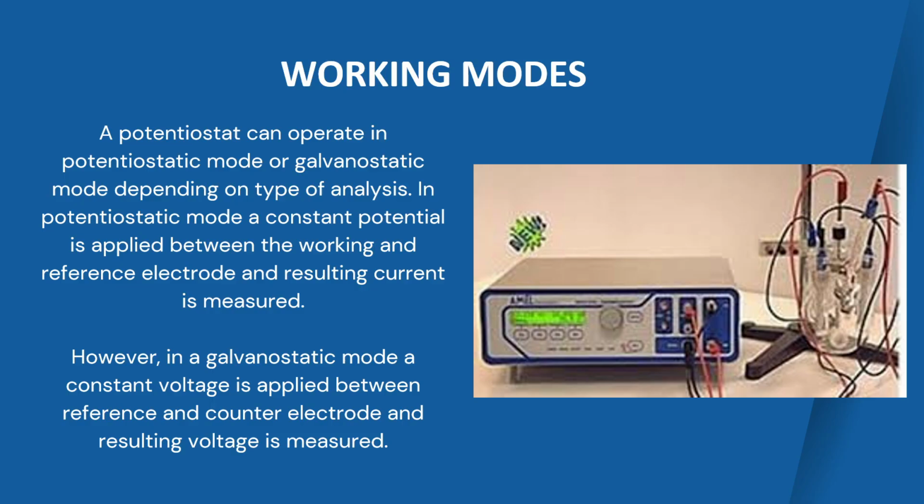Those are potentiostatic mode and galvanostatic mode, depending on the type of analysis which we need. Firstly, in the potentiostatic mode, a constant potential is applied between the working and the reference electrode, and the resulting current is measured. While in a galvanostatic mode, the constant voltage is applied between the reference and the counter electrode, and the resulting voltage is measured. That is the difference between these two modes, namely potentiostatic mode and galvanostatic mode.